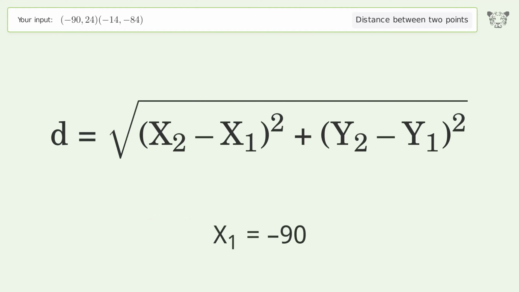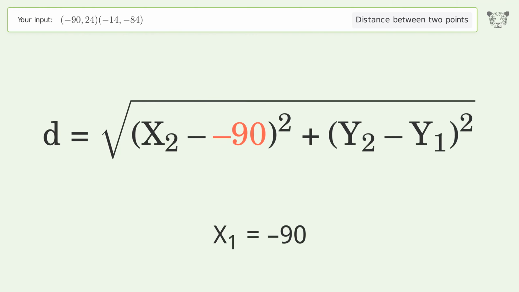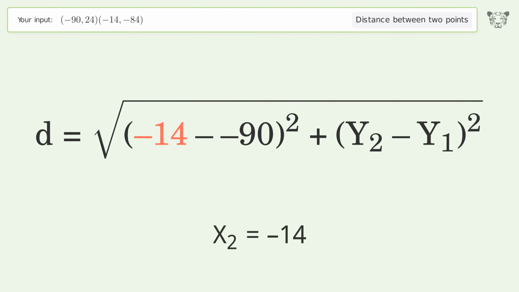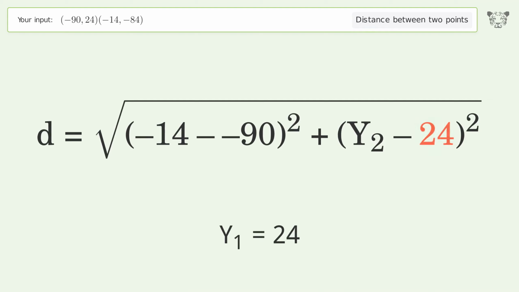x1 equals -90. x2 equals -14. y1 equals 24. y2 equals -84.